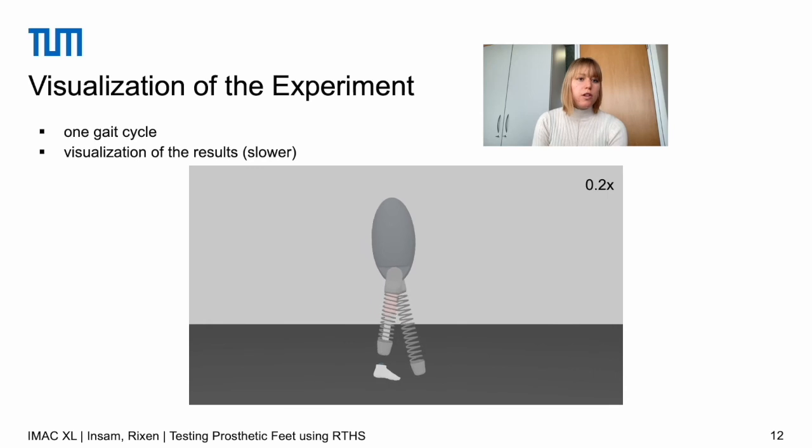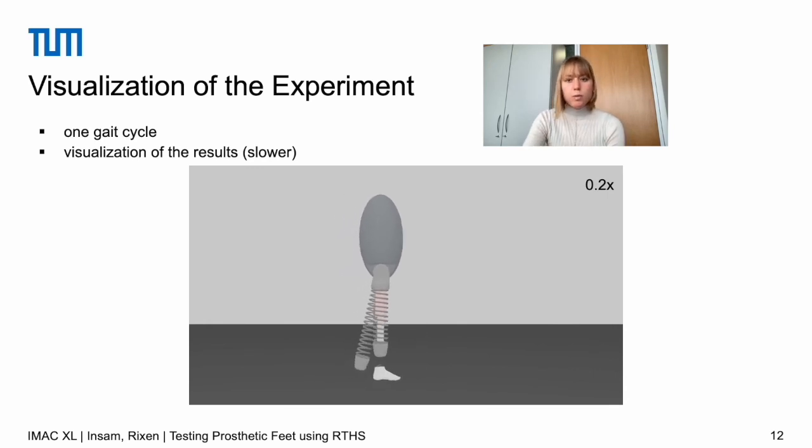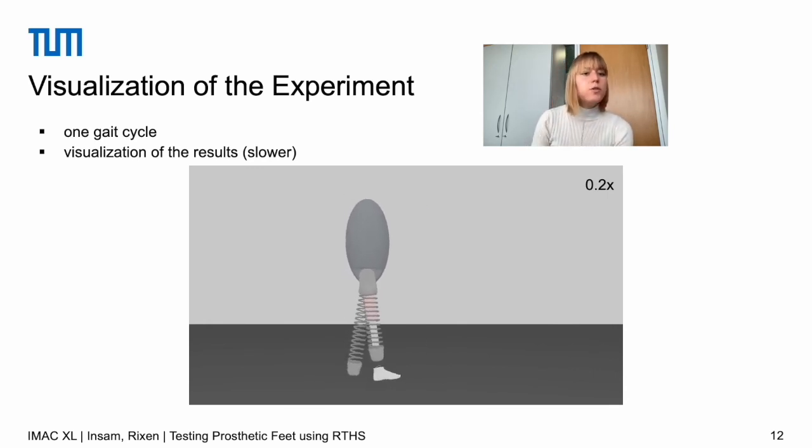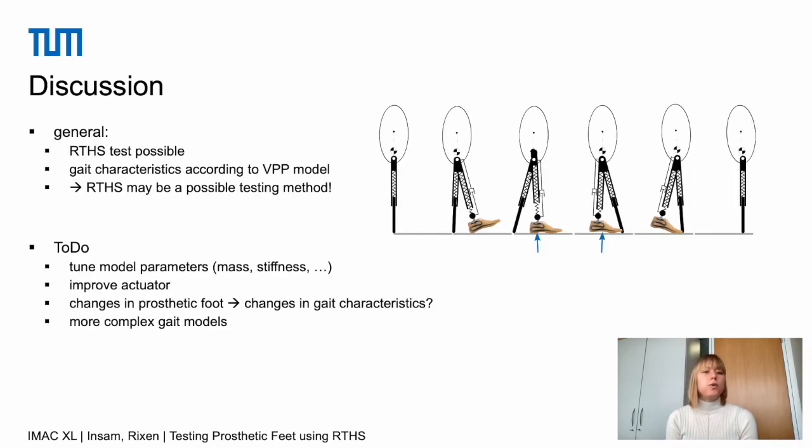But all in all, it looks quite promising, which leads me already to the conclusion that we could show that an RTHS test with a prosthetic foot is in general feasible, and that the gait characteristics according to the VPP model could be replicated. So we can conclude that RTHS may be a suitable test method that may help to understand the dynamic interplay between amputees and prosthesis and will therefore help to improve prosthesis further.